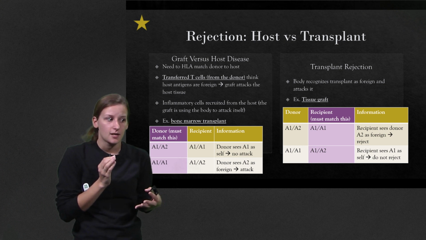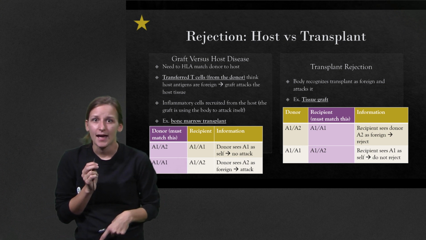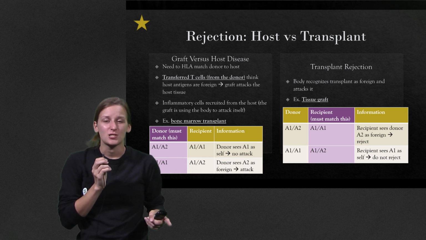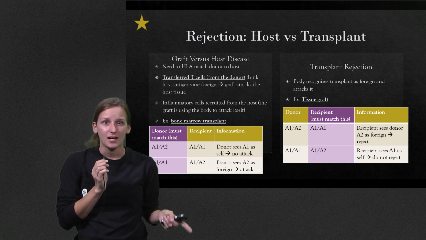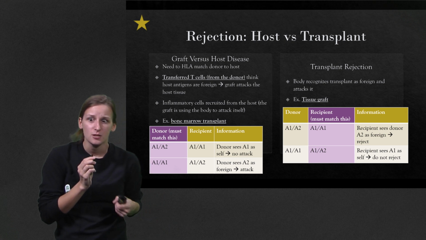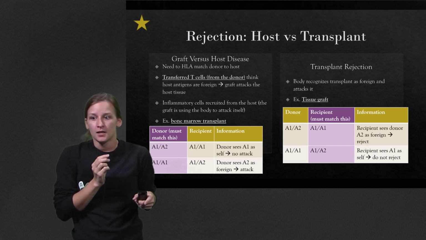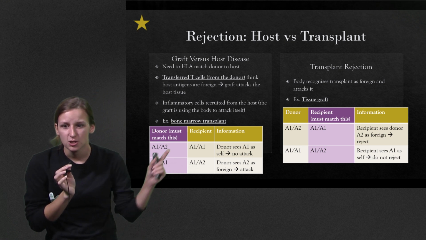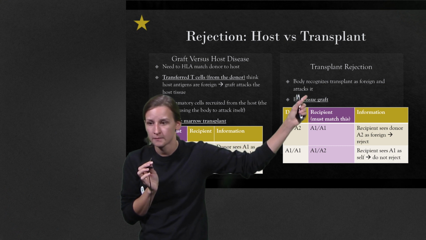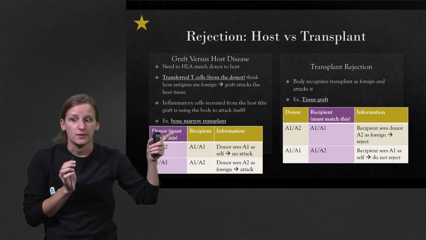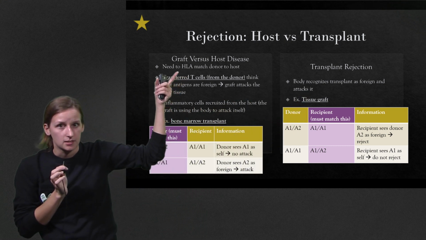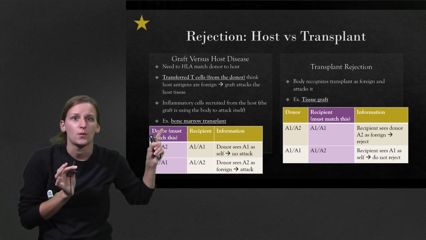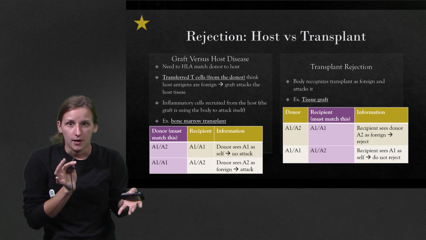Or you can have a worse situation where the transplant has lymphocytes that decide that the body is foreign, and so the transplant is going to attack the recipient instead, and that's graft versus host disease. So for the purposes of the test, you'll just need to recall that tissue grafts are transplant rejections, whereas bone marrow transplants are graft versus host disease situations where you've got lymphocytes from the bone marrow that are going to try to attack the body.